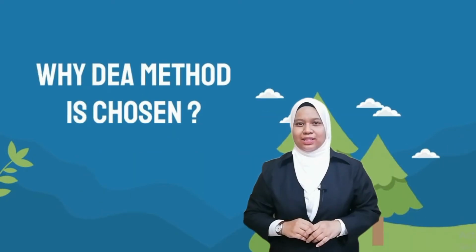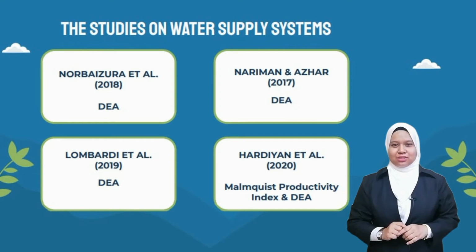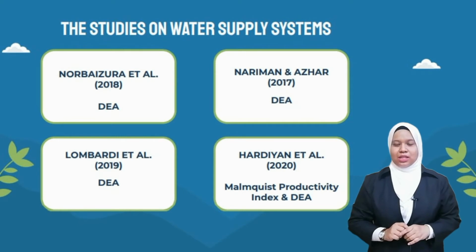Okay, next, why is the DEA method chosen? The DEA method was chosen to measure the efficiency of water supply systems in Malaysia, and also by referring to previous studies done by researchers. First, studies by Nobazura et al. 2018, Nariman and Azhar 2017 and Lombardi et al. 2019 were using DEA. Last one is the study by Hadian et al. 2020, which was using the Malmquist Productivity Index and DEA.